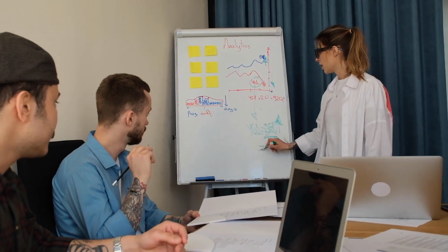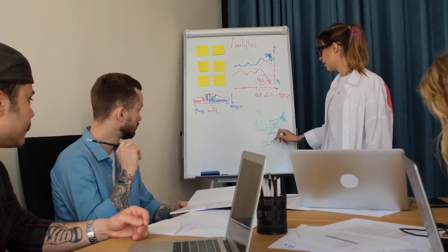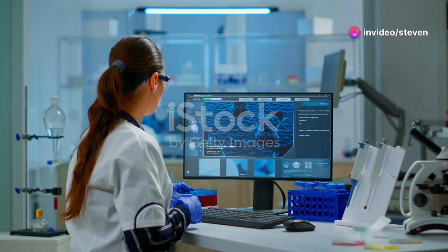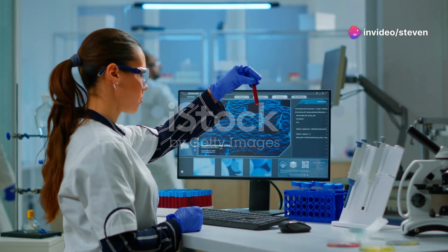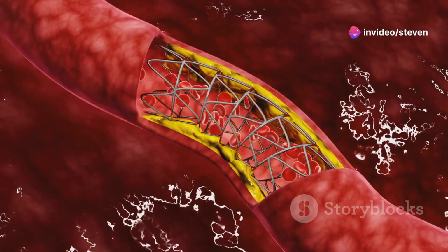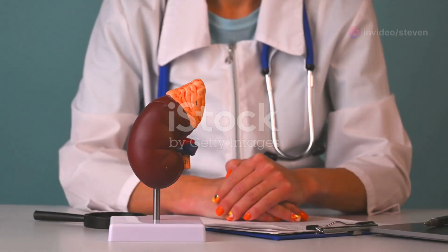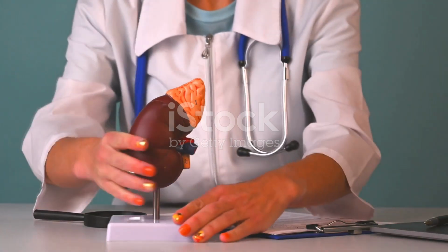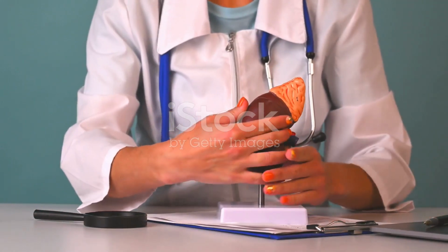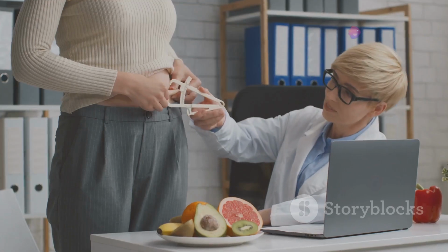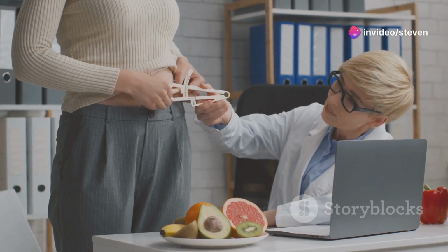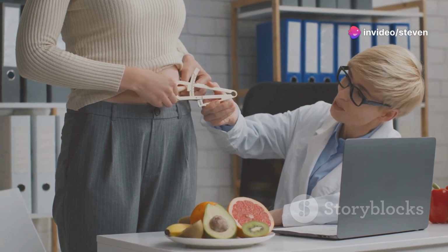Section 6. Factors affecting distribution, from blood flow to protein binding. Several factors influence drug distribution. Blood flow to different organs plays a significant role. Organs with a rich blood supply, like the liver and kidneys, receive a higher concentration of drugs. Conversely, areas with less blood flow, like fat tissue, receive drugs more slowly.